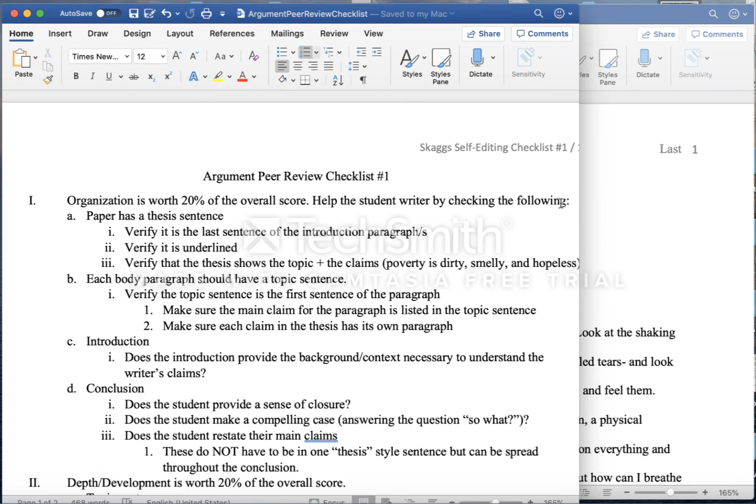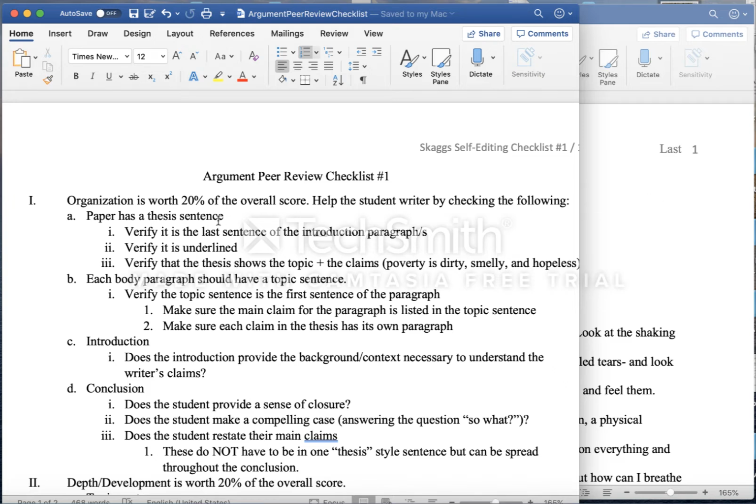Let's talk about peer review. This checklist is specifically made for the argument paper. There are comparable ones for the other assignments that we'll go through, but I won't go into as much detail for those. The first thing I want to do is go through a section, and then I have a sample paper over here that I'm going to use to demonstrate what I'm looking for.